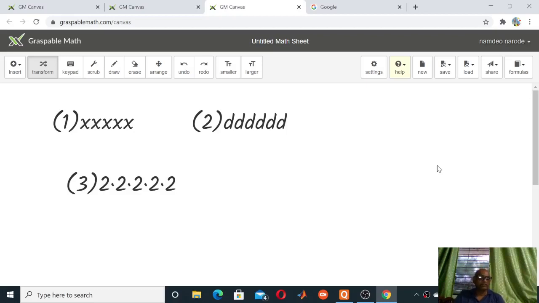Today we will learn indices and cube root. In previous standard, you learn something about the indices. Here we will see in first example x into x into x into x into x. How many times? 5.